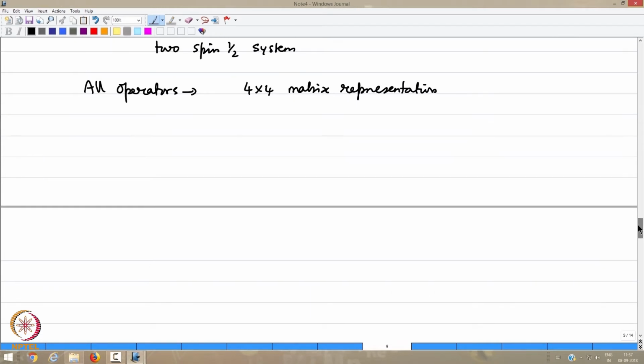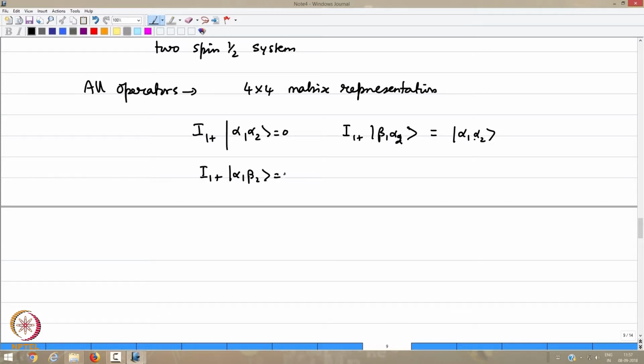Very quickly we can see this. Now, if you think about I1 plus on alpha 1 beta alpha 2, it is 0. I1 plus on beta 1 alpha 2 is going to give you alpha 1 alpha 2. I1 plus on alpha 1 beta 2 is also 0, and I1 plus on beta 1 beta 2 will give you alpha 1 beta 2.